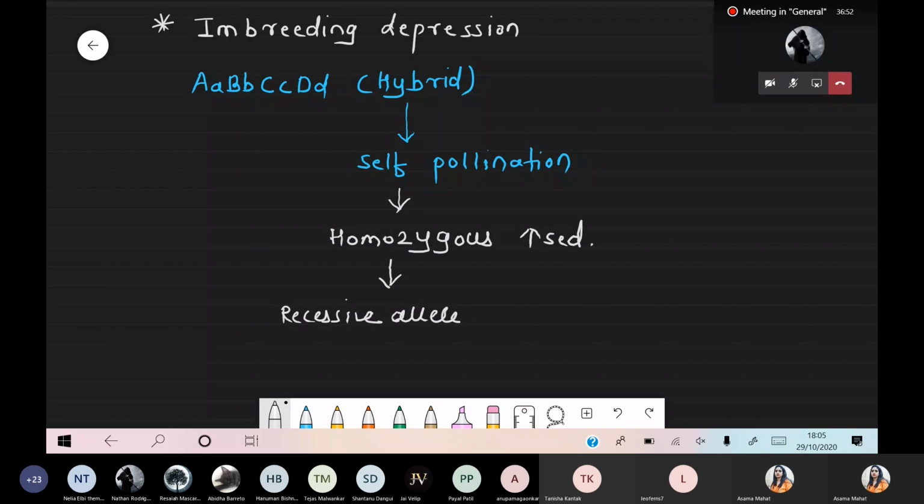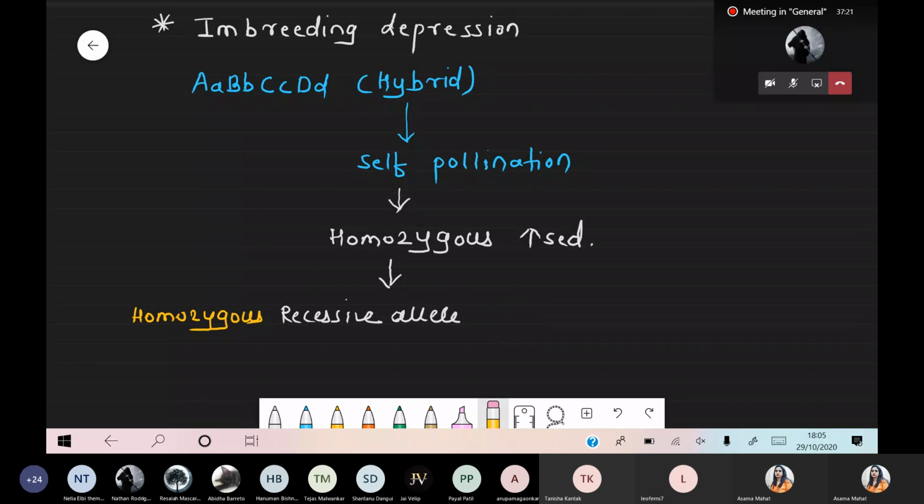Recessive allele. Recessive allele means, as we just discussed, there is a small a or small b, or it might be a small d or small c, any character. So we are talking about a recessive allele which is present in homozygous condition. You can write it here: homozygous recessive allele. That homozygous recessive allele can reappear.